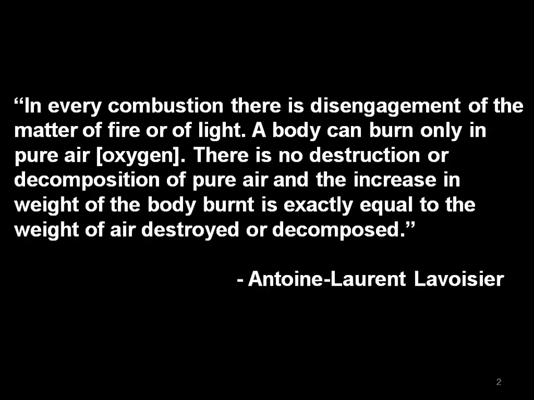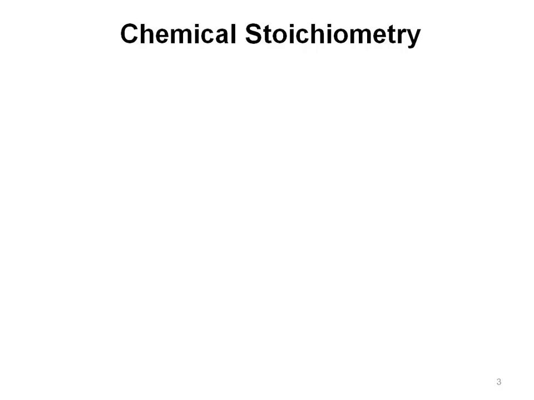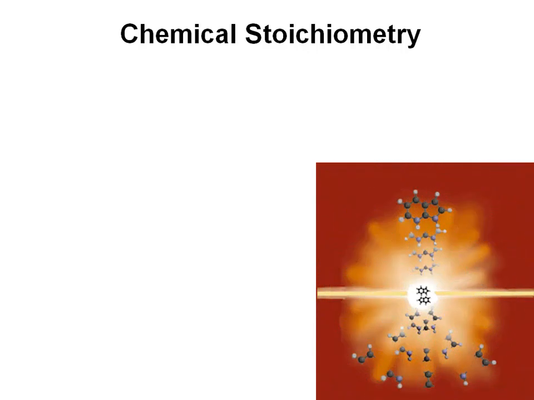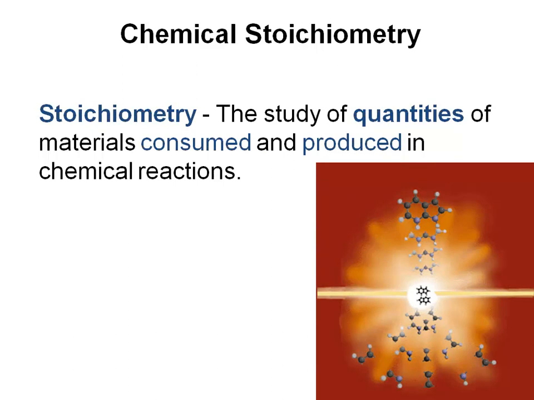The masses involved in chemical reactions, as Lavoisier is able to show us: the mass before has to equal the mass after. This idea allows us to do a process called stoichiometry, which is basically keeping track of what happens. What you got at the beginning, what you got at the end, and how much. So, chemical stoichiometry is merely the study of quantities of materials consumed and produced in chemical reactions. So how much?